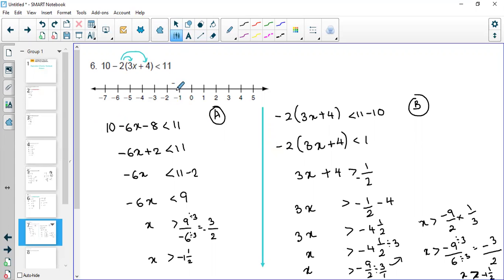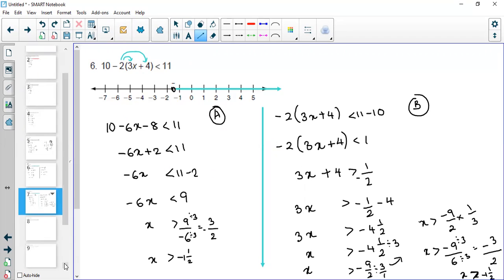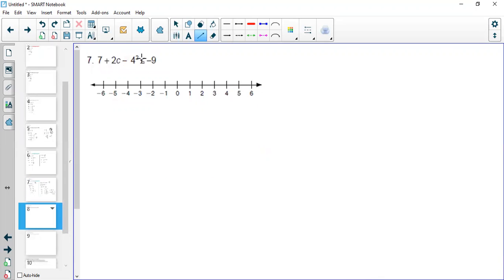Right, let's graph this. We're going to graph x is greater than -1.5. So -1 is here and -1.5 is between -1 and -2, so draw the circle between both of them. What about the arrow now? It should go to the right because it says greater. So x can be any number: it can be 2, it can be 4.5, any number to the right. Let's go ahead with the next question.